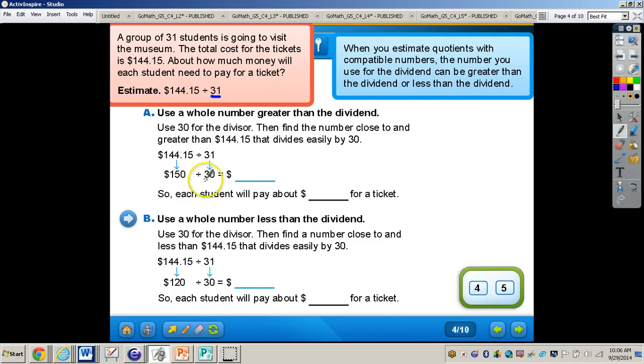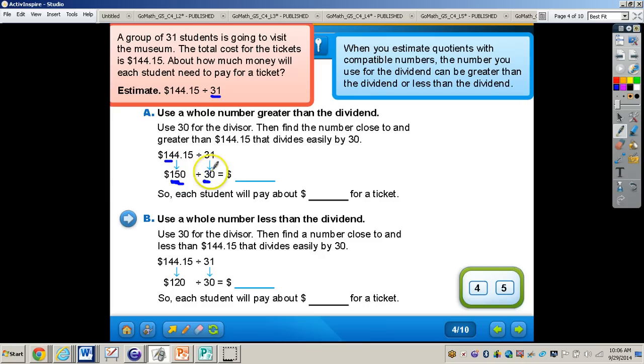Then we think of that 3. And we think of that 144, and we need to think about what number is close to 14 that's compatible with 3. And I know that 15 is, so we can change that 14 to a 15, change that 4 to a 0, making it 150. Now that's pretty easy. So what we need to do is divide $150 divided by 30.